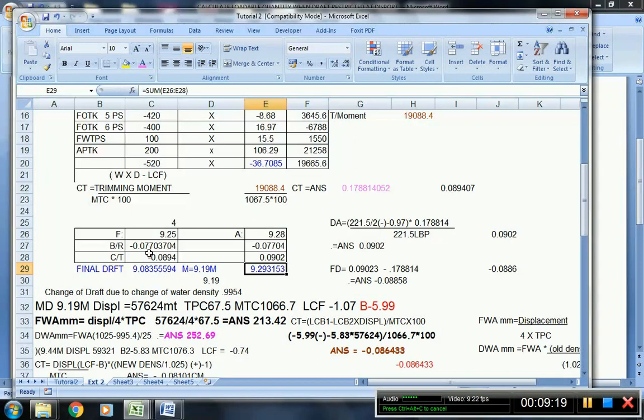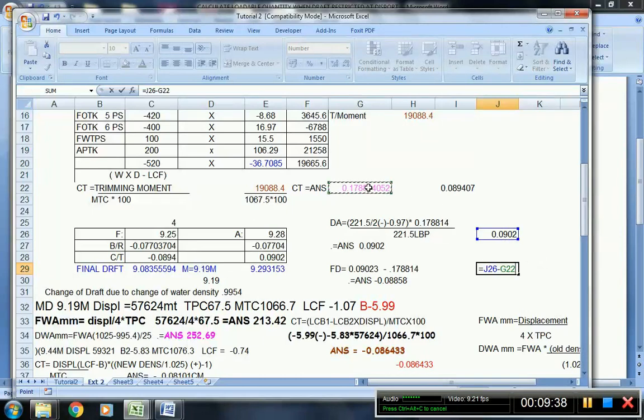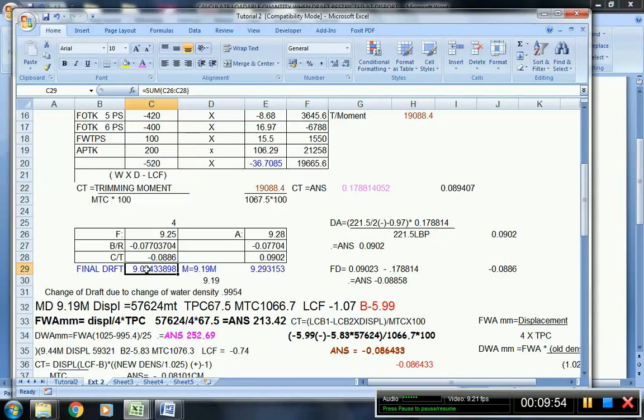Enter. Okay, for the forward, therefore for the forward it is like this. Change of draft up equals change of draft up, this is your change of draft up, minus the change of trim, this one. Then this will give you the negative 0.886 for forward. So you have to bring it here, equals, then enter. So they arrive at the same answer, 908 and 929.